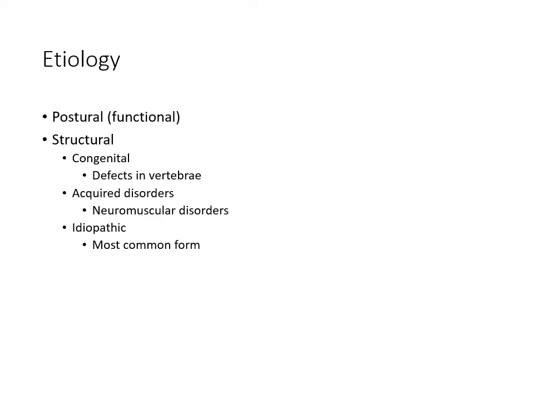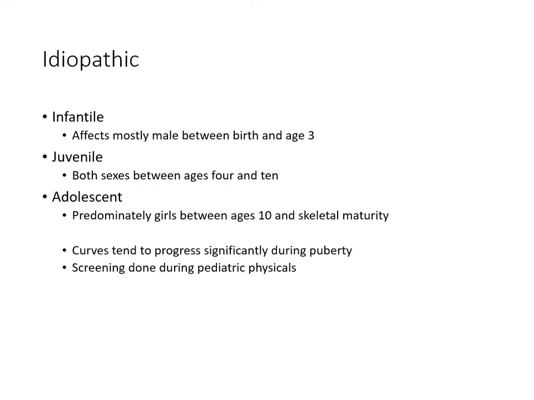Let us look at the etiology now. It could be postural or functional causes, then structural. It could be congenital causes like defects in the vertebrae, acquired causes like neuromuscular disorders, or idiopathic, which is the most common form. No one knows exactly why it is happening. As I said, idiopathic is the most common one, and you may see infantile scoliosis, another one is juvenile, then you will see adolescent.